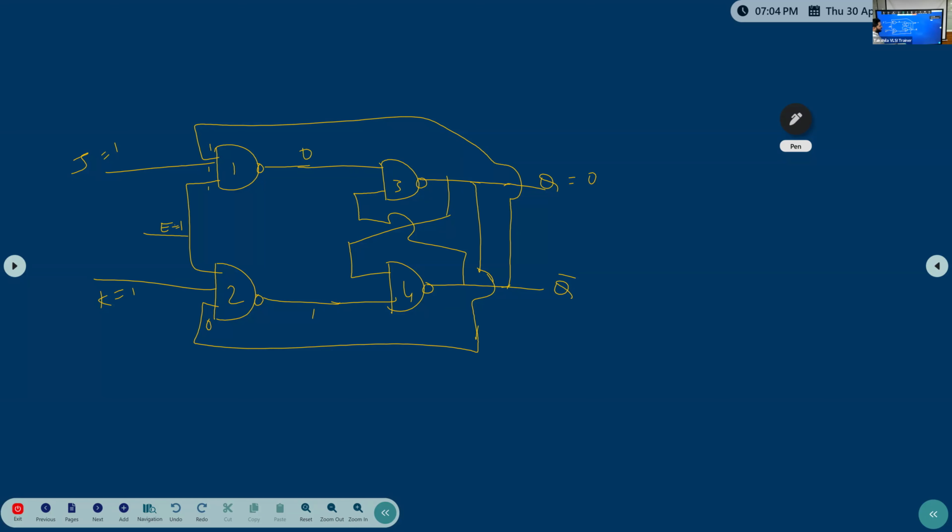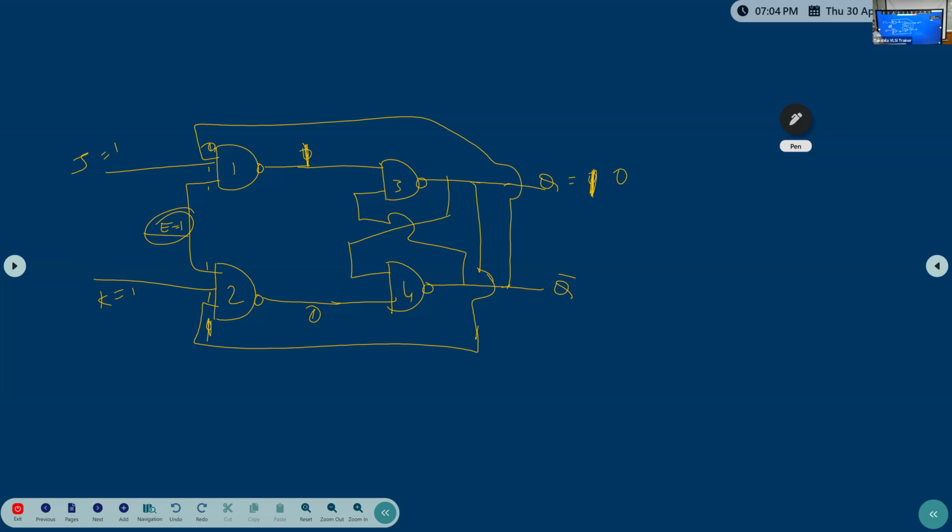Set case means Q becomes 1, right? Output becomes 1. This 1 again comes to here, so all are 1, 1, 1. This becomes 0. This Q bar goes to here. This one is 0, this becomes 1. So then Q becomes 0. So until this enable is 1, it keeps on checking the input combination and generating the output.